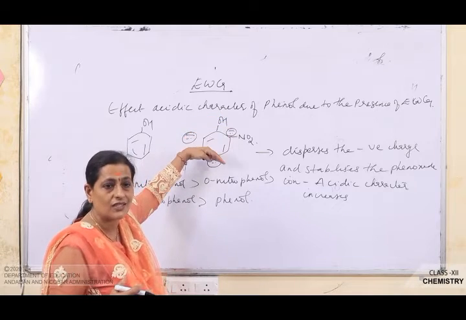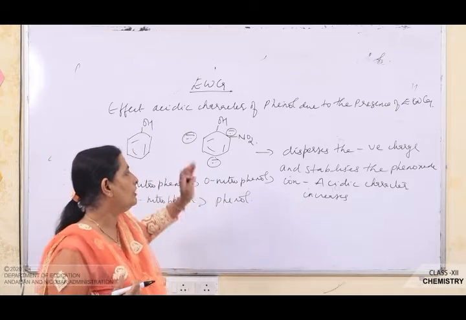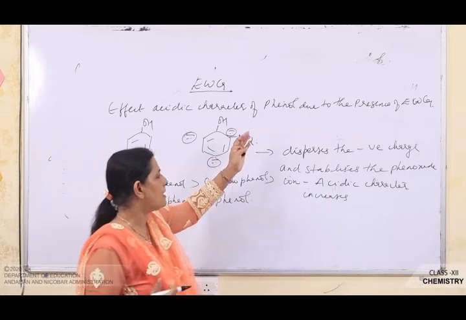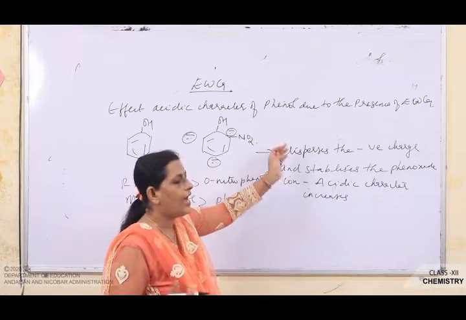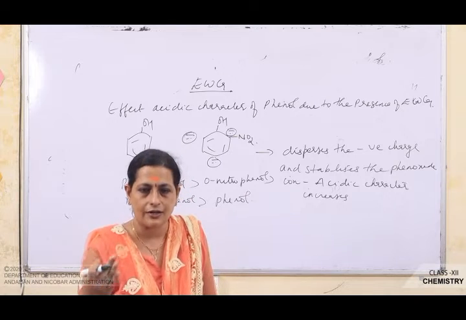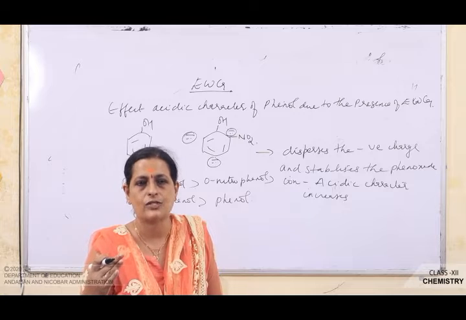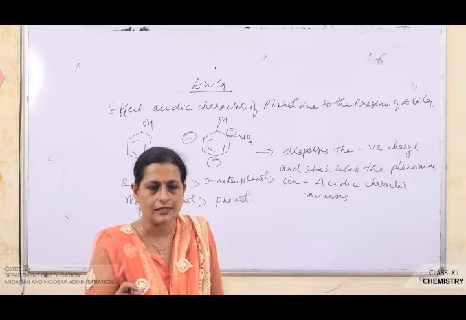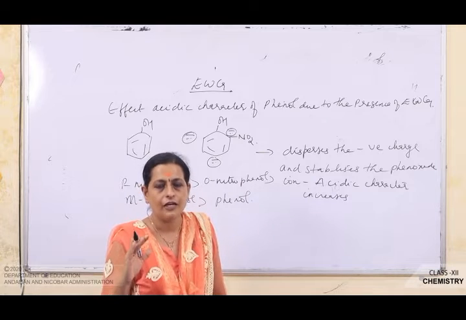Because it has a symmetrical structure, the ability to withdraw electrons is more. So how do they affect it? They are withdrawing electrons and dispersing the negative charge, and thus what is happening to the stability of phenoxide ion? The stability of phenoxide ion is increasing. Whenever the stability of phenoxide ion increases, what happens to the acidic character? That will increase. So an electron withdrawing group increases the acidic character of phenol.